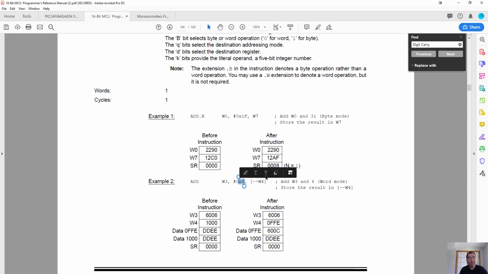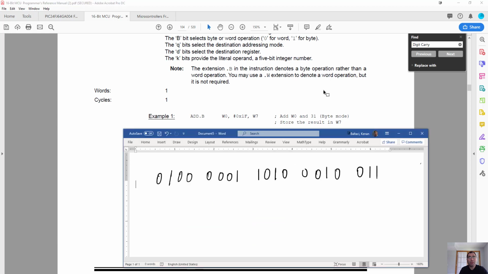So 6 in hexadecimal is equal to 6 in decimal, same thing, right? And then how can I represent this in binary? Well, it's going to be 0 0 1 1 0, right? So this is a 5-bit literal, and the content of it, the value, was 6. So this is how I express 6 in binary, 5-bit binary.